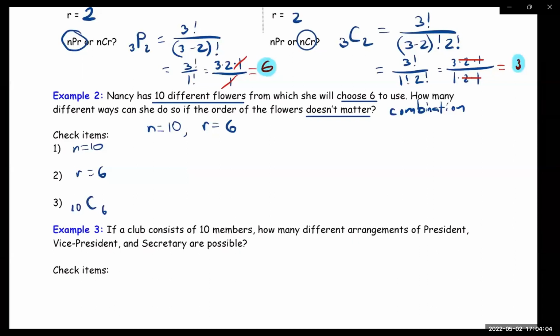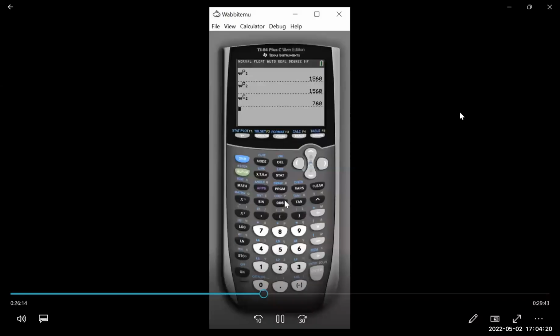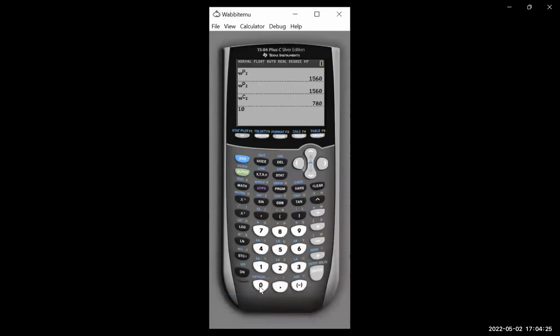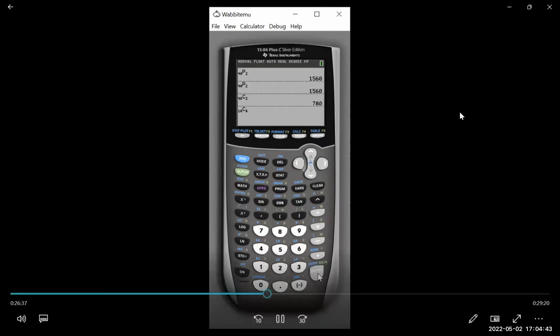And you can do it 2 ways. If you have a graphing calculator, I would recommend just doing the calculator way. It's way faster. So let's do that one more time on our calculators, just so that we get used to it. Type in the number 10. Then you go to math, PRB. And this time it's a combination, which is number 3. And then 6. That's going to tell you how many different ways you can select 6 flowers out of 10 when the order does not matter. 210 different ways.